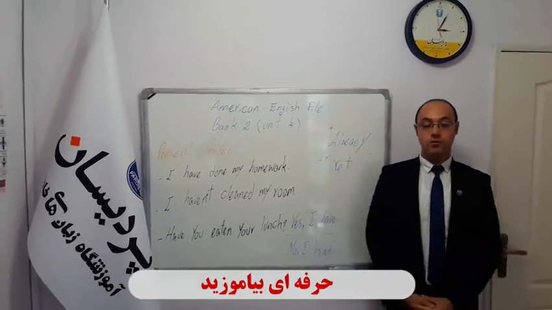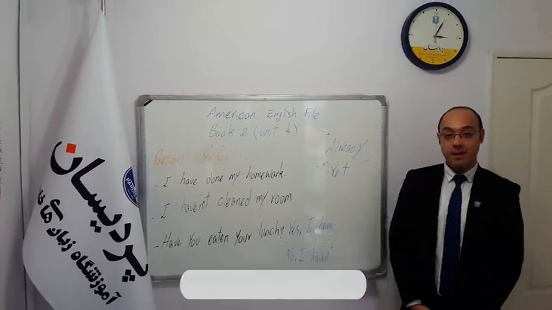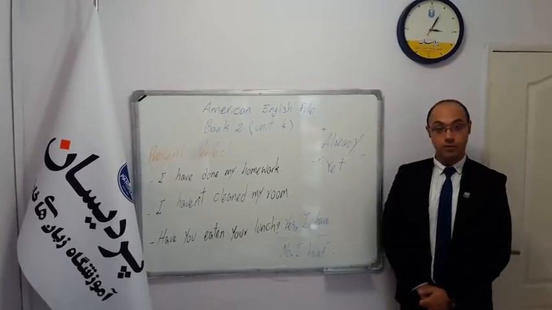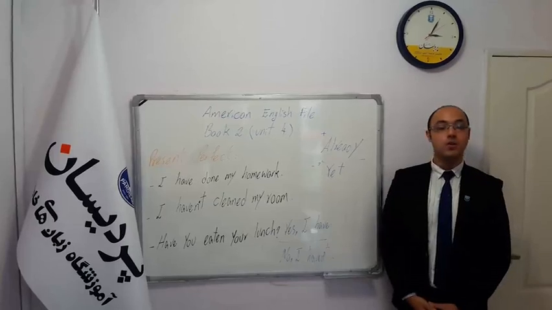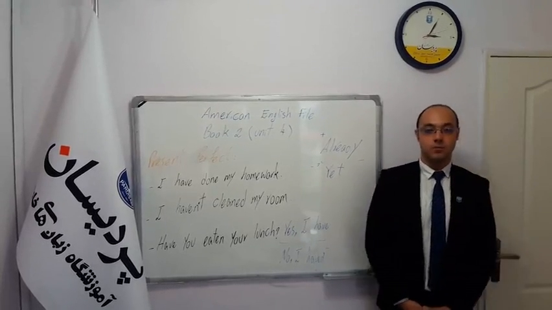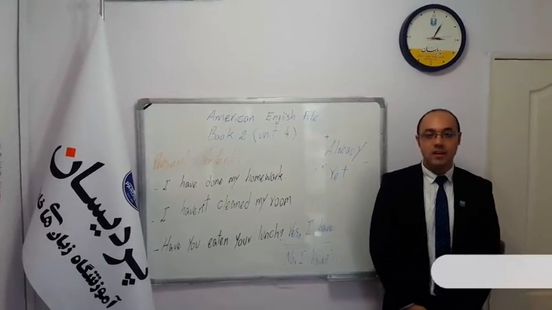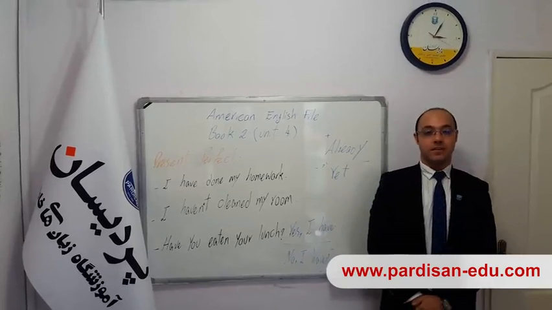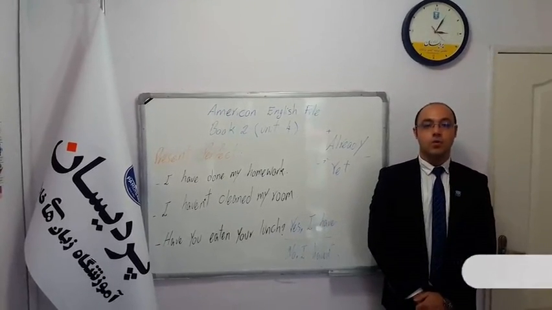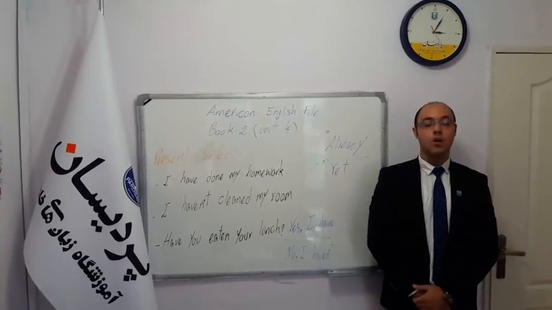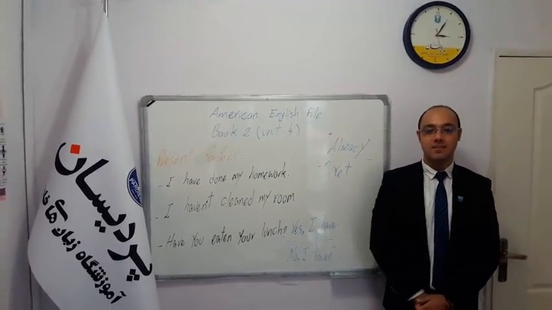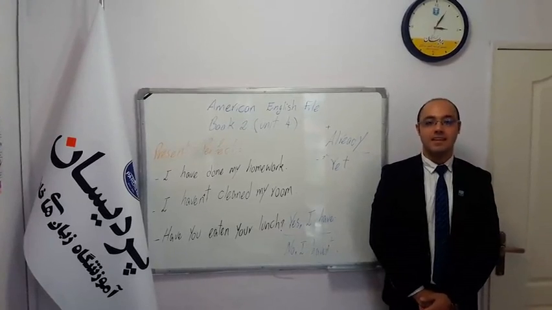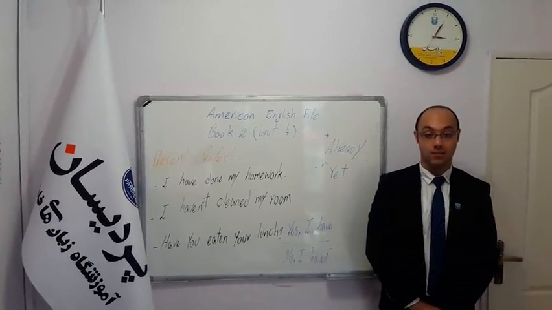In order to make question form of present perfect, we bring have at the beginning of sentence and we say, have you eaten your lunch? For short answer, we say, yes, I have, no, I haven't. Don't forget that for he, she, and it, instead of have in present perfect, we use has. For example, it has rained, or she has done her homework, or he has cleaned his room. He hasn't cleaned his room, or she hasn't cleaned her room, or it hasn't rained.